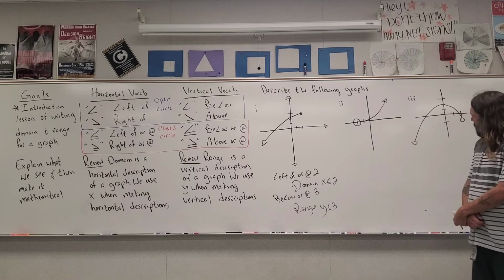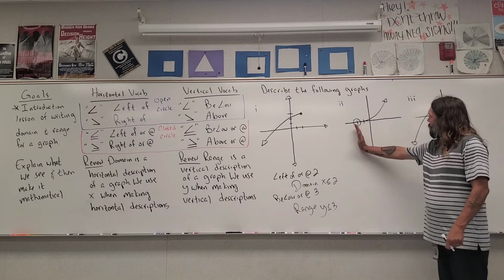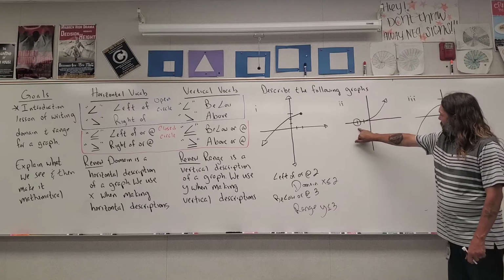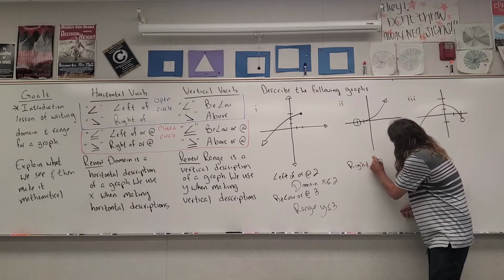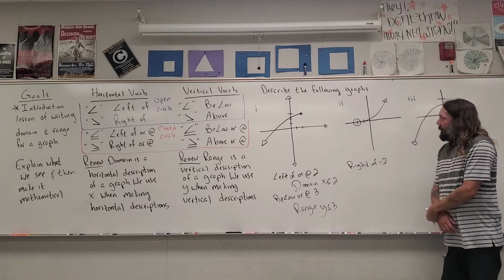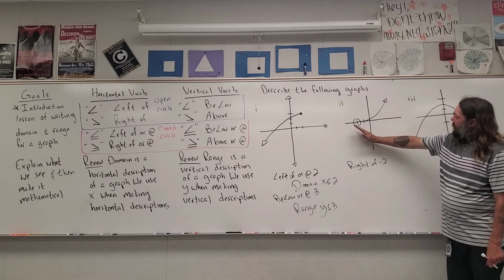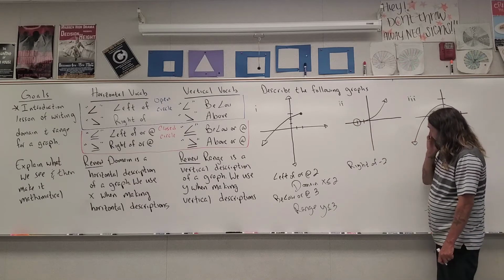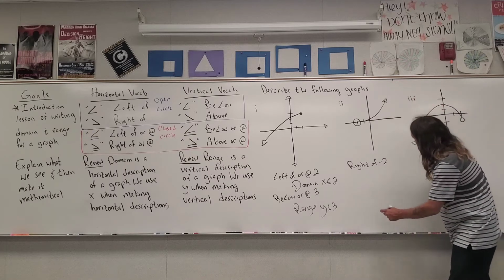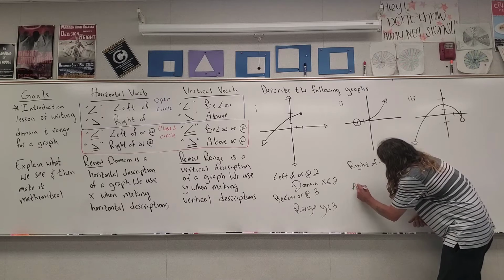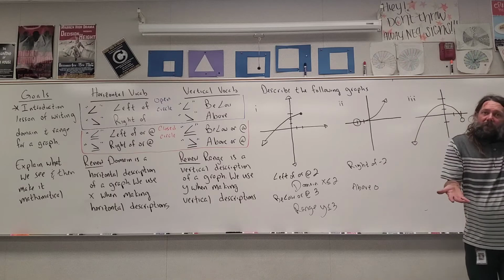All right, so I'm going to describe this graph. Well, to me, this graph goes to the right of negative 2. Now, I'm not at negative 2 because it's an open circle, but I'm right of negative 2. Now, my vertical description is my graph is above 0.